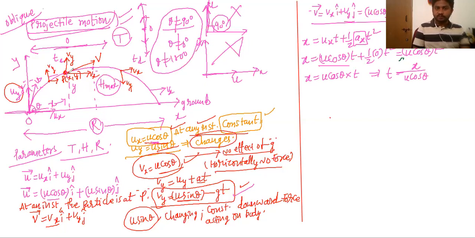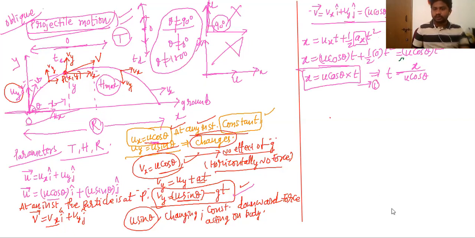At this point, the coordinates are x, y. x is the horizontal distance traveled. y is the vertical distance traveled by the time the body is at this point. So let me take x is equal to u cos theta into t as equation number one.